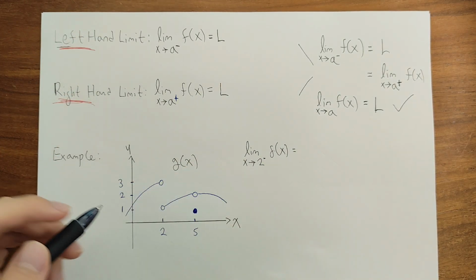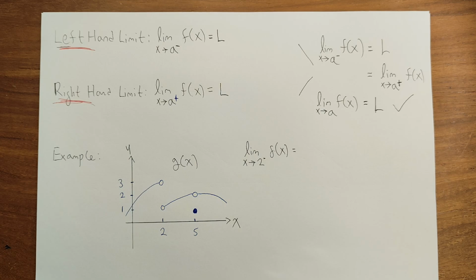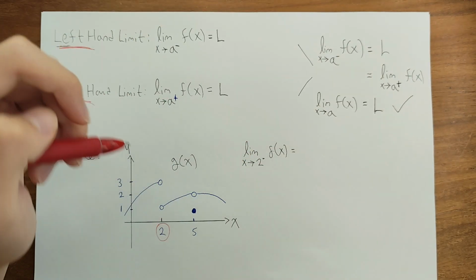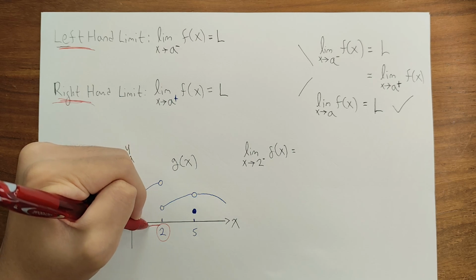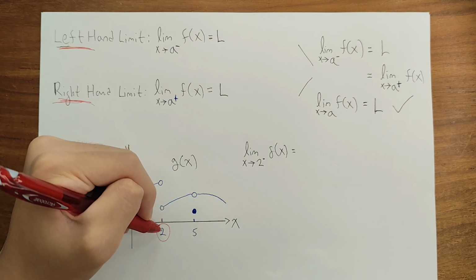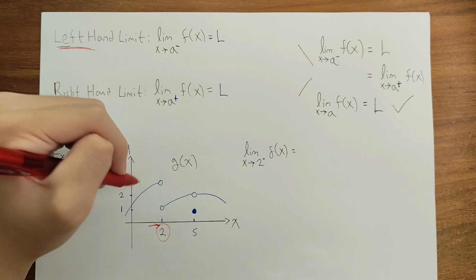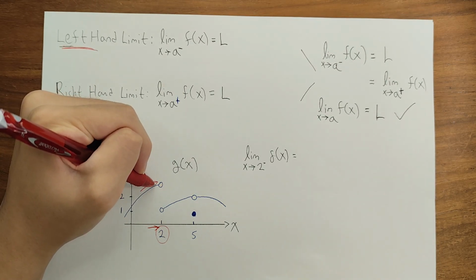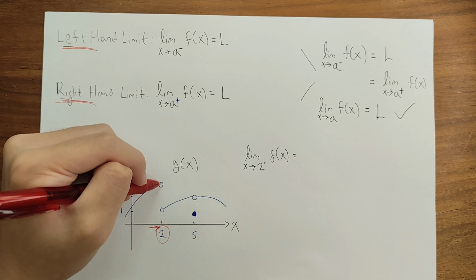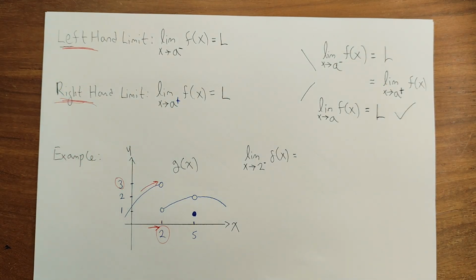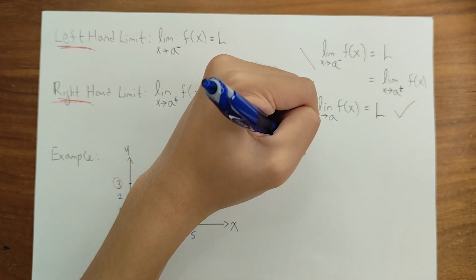So where is 2? Well, 2 is here. Let's try approaching x from the left-hand side of 2. If it's approaching 2 from the left-hand side, the function is approaching what? It's approaching 3. So we write 3.